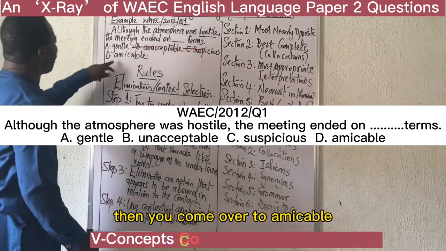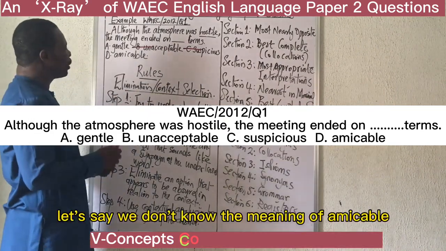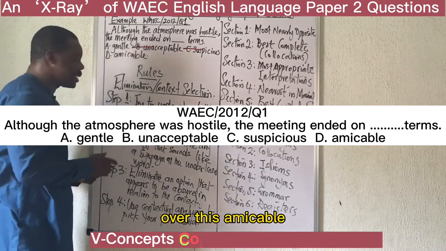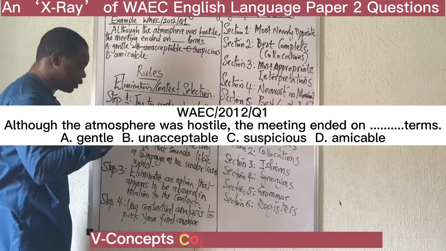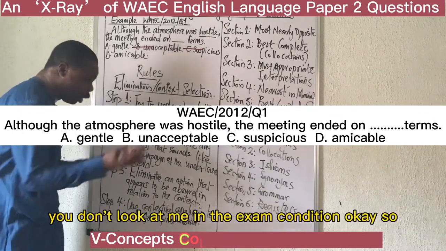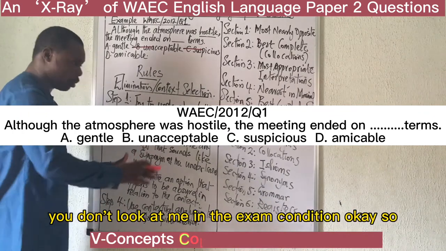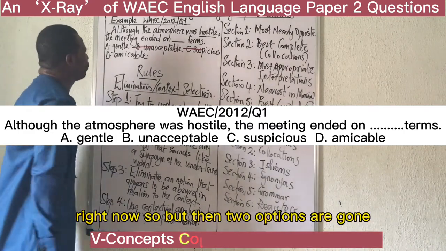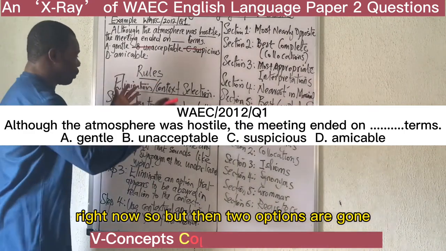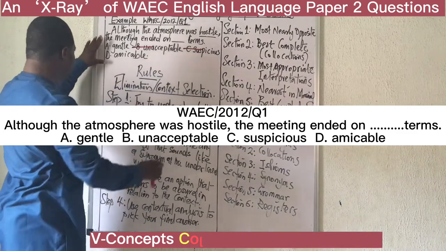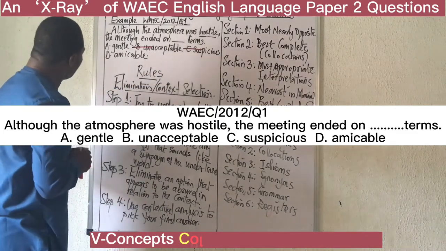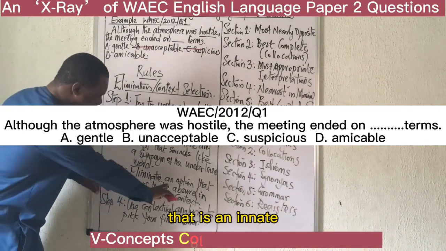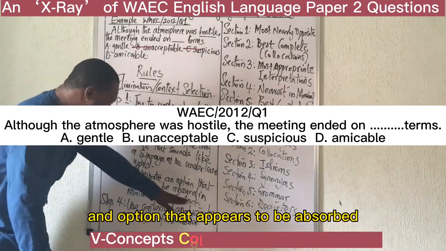Then you come over to amicable. Let's say we don't know the meaning of amicable. I will grant you the benefit of the doubt over this. Let's just leave that and assume we don't know the meaning in the exam condition. Okay? Well, you know amicable right now. But then, two options are gone. B and C are gone, leaving A and D. Now take from what you know to what you don't know. That is, eliminate an option that appears to be absurd.